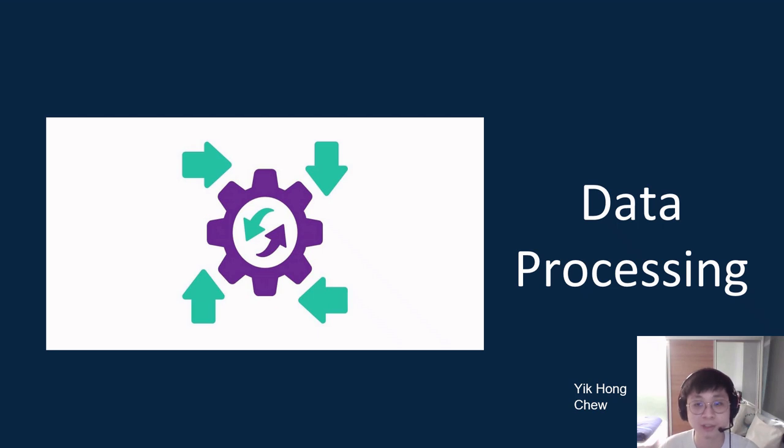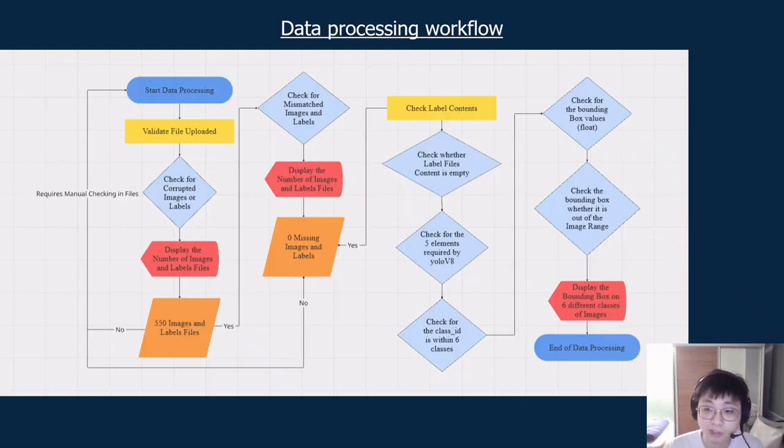Now I'll be talking about the data processing on the source data. Okay, now I'll be talking about how our data processing workflow works. At first, it will go to start processing, and then it will validate the file uploaded, and then check whether there are any corrupted images or labels.